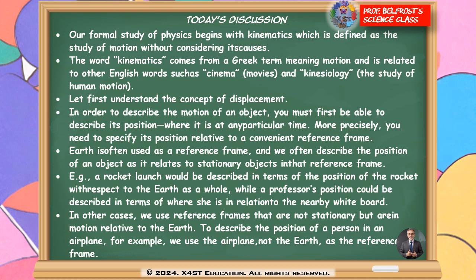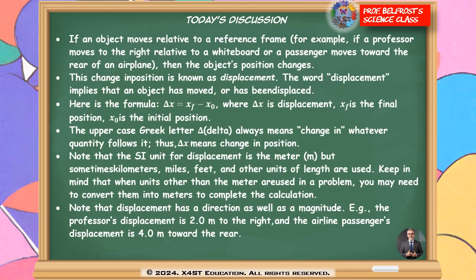So for example, if we are describing a person's motion in an airplane, then we use the airplane as the reference frame, not the Earth. In this case, the airplane is moving. So if an object moves relative to the reference frame, then the object's position is changing. This change in position is known as displacement. The word displacement implies that an object has moved or has been displaced.